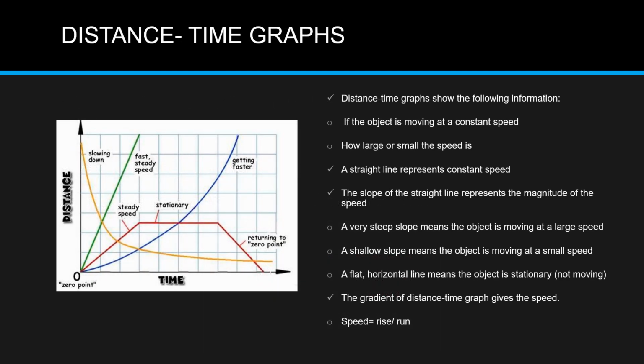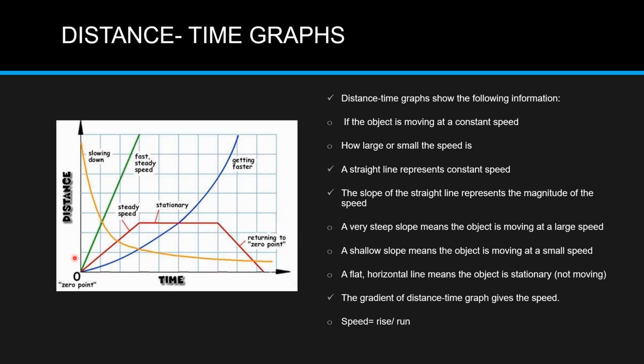So distance-time graphs. Now distance-time graphs show how the distance of an object varies with time. They also show, if the object is moving at a constant speed, how large or small the speed is. So a straight line represents constant speed in a distance-time graph. Now let's see here, the green line is a straight line, which means it is a constant speed. And here as well, you can see the red line begins with a straight line, which is a constant speed. Then the slope of the straight line represents the magnitude of the speed.